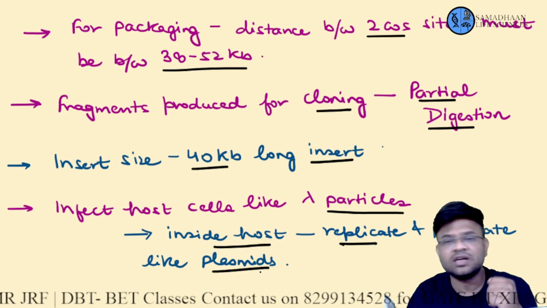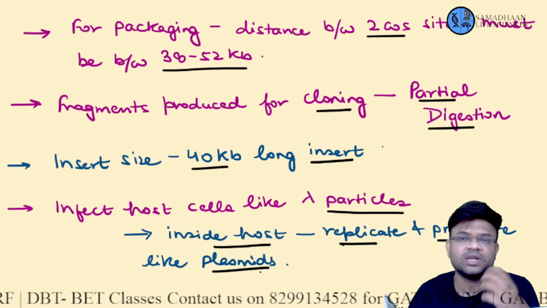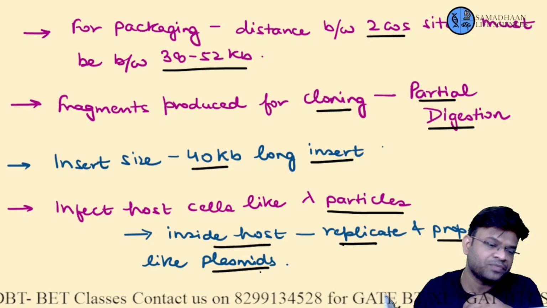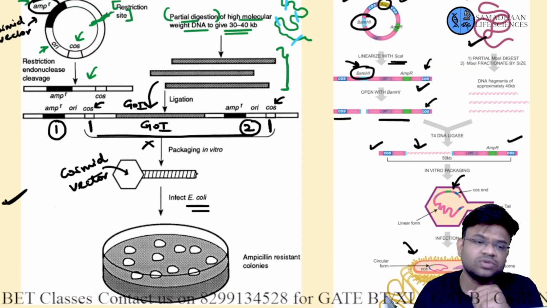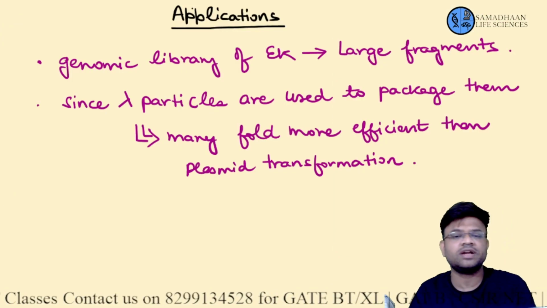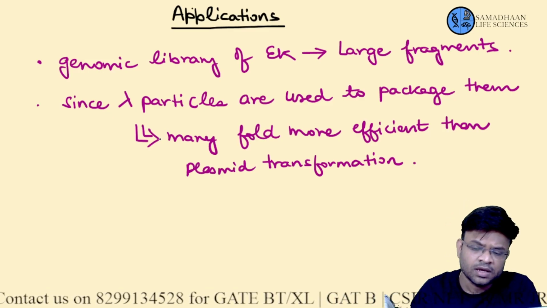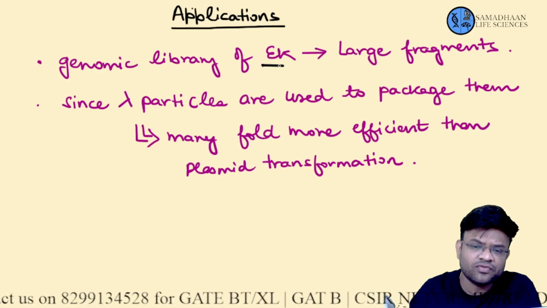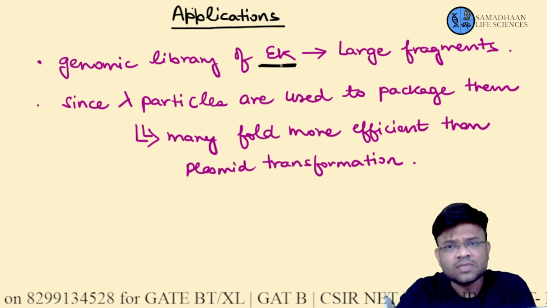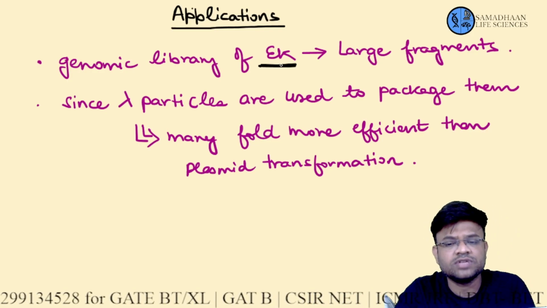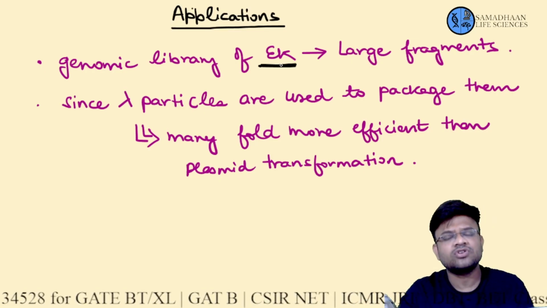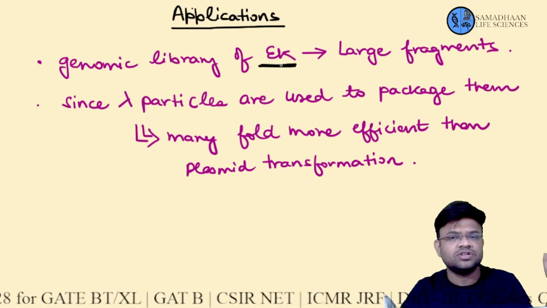Because it is having the origin of replication, which will aid in their replication. I have already given you the diagrammatic representation. Now let us talk about the applications of cosmid vectors. Remember, genomic libraries of eukaryotes are generally prepared by using cosmid vectors. Why? Because eukaryotes have a large genome size.